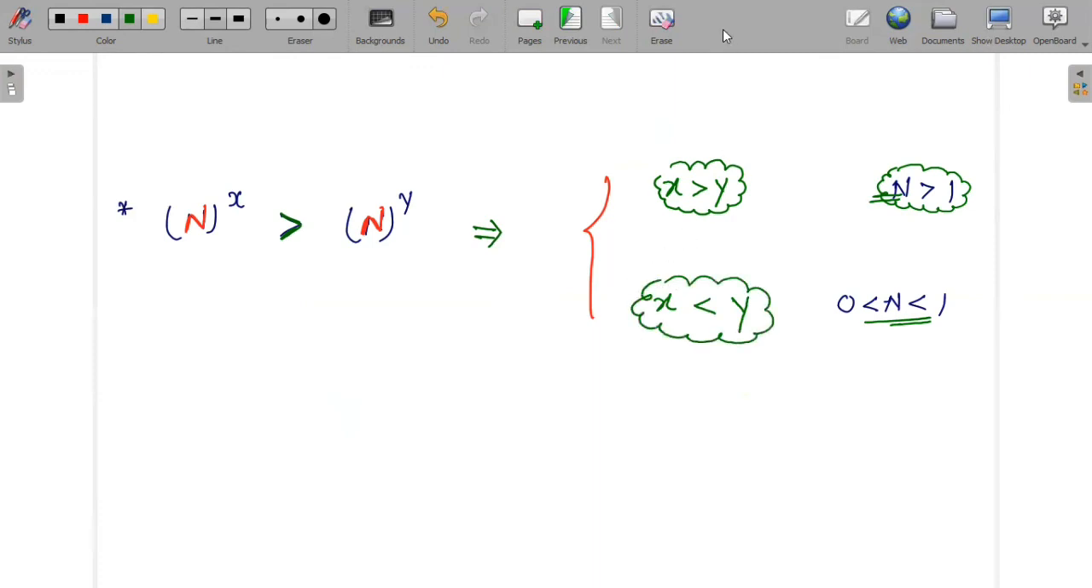I hope this helps you understand more about exponential inequalities.